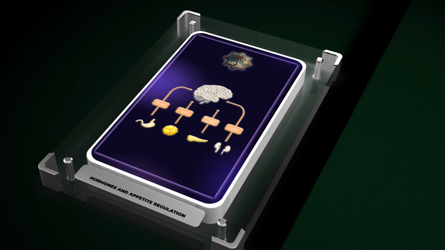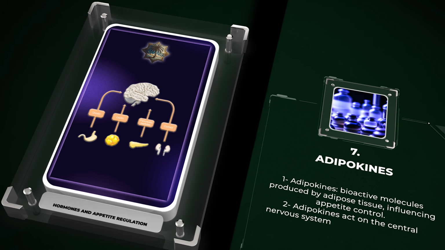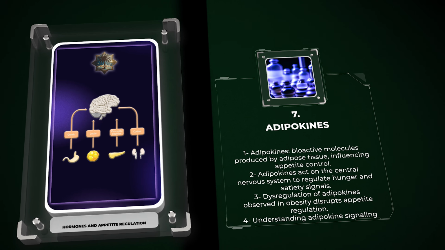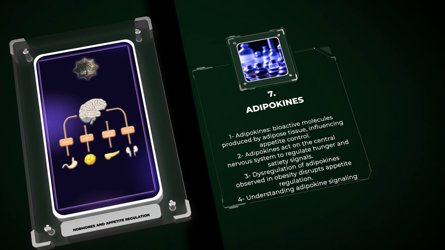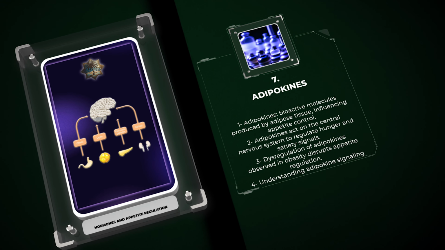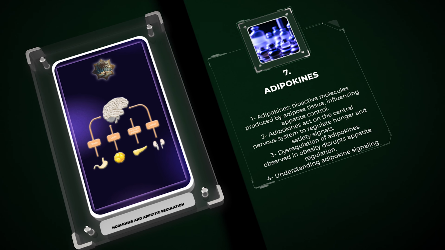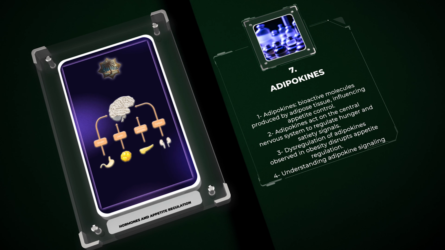Shifting our focus to adipocons, a class of bioactive molecules secreted by adipose tissue that influences various physiological processes, including appetite control. Adipocons, such as adiponectin, leptin, and others, act on the central nervous system to regulate appetite and energy balance. They communicate with key areas, including the hypothalamus, to modulate hunger and satiety signals. Dysregulation of adipocons, commonly observed in conditions like obesity, can disrupt appetite regulation and contribute to the development of metabolic disorders. Therefore, understanding the intricacies of adipocon signaling is crucial to deciphering the mechanisms underlying appetite control.